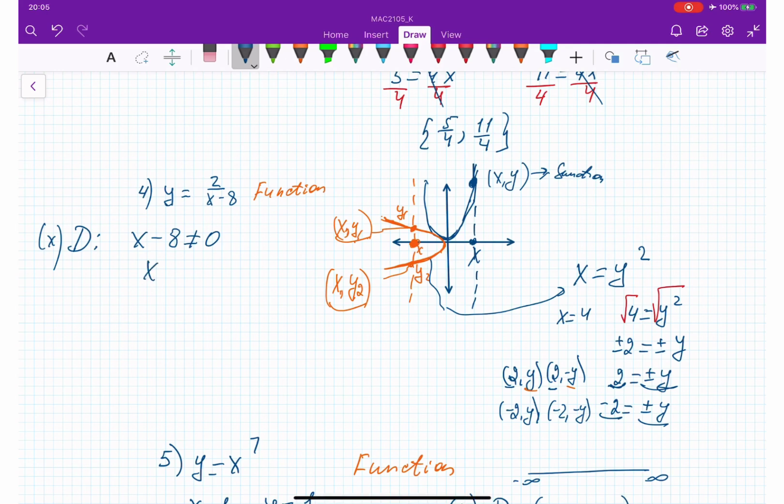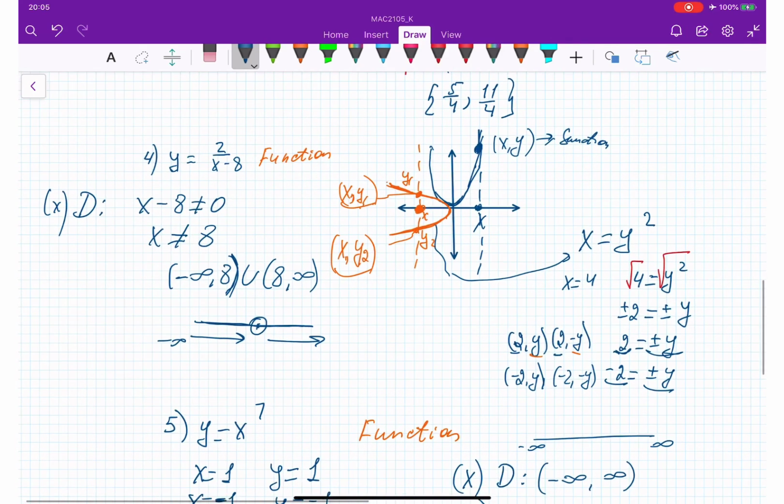And from here, x cannot be equal to positive 8. So x can be anything but positive 8. So therefore we are going to write down from negative infinity to 8. Since 8 cannot be included, we put parentheses, and from 8 to positive infinity. If I draw on the graph, this is my 8, let's say, and it's going to be an empty circle. So it's going to come from negative infinity to 8, and parentheses mean 8 is not included, and from 8 to positive infinity.